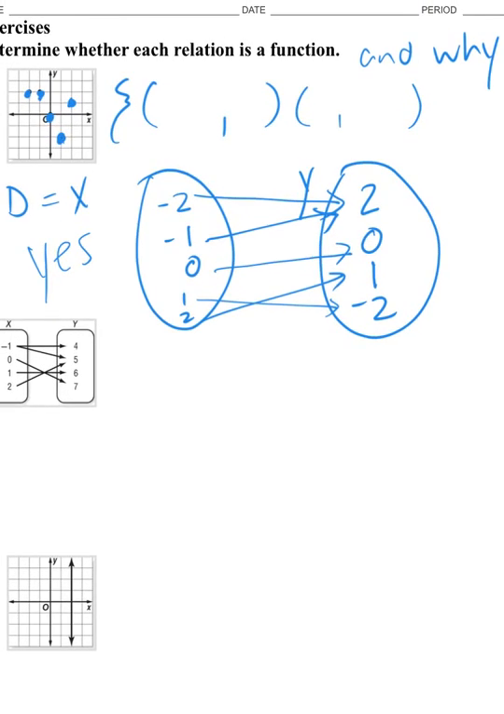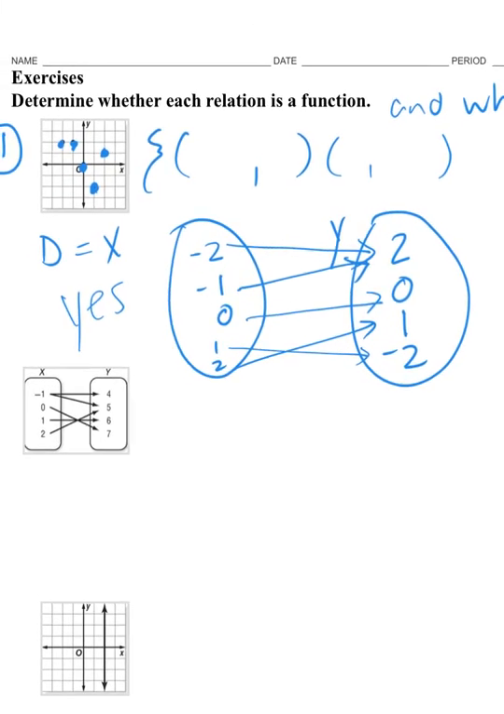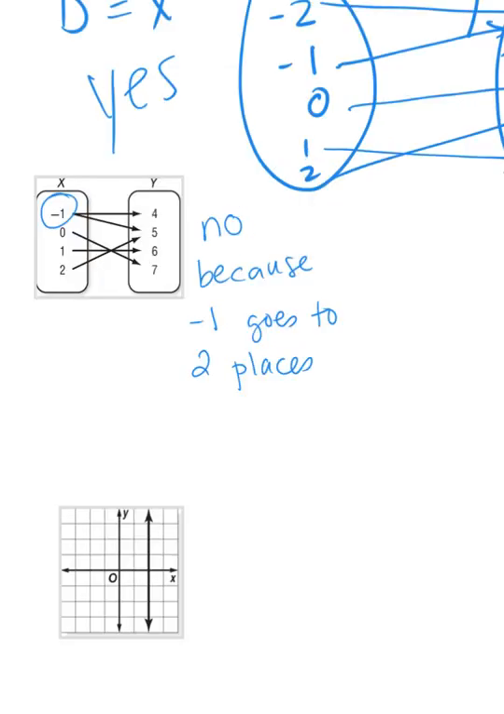So that's yes. How do you explain why? That's your explanation. What kind of slope? M stands for slope, right? What kind of slope does this one have? No slope. It's going up and down. It's undefined. You're right.